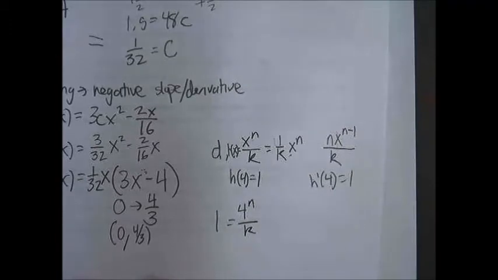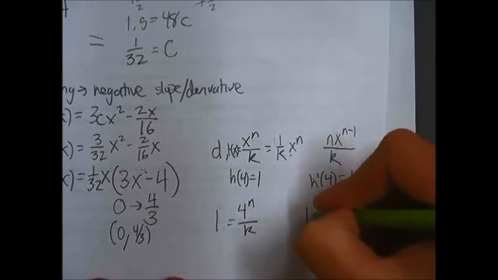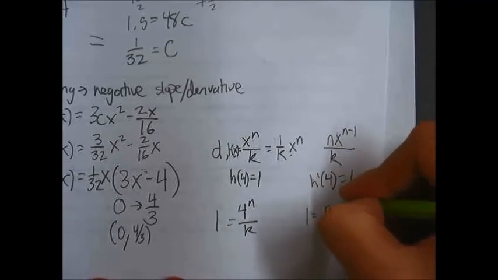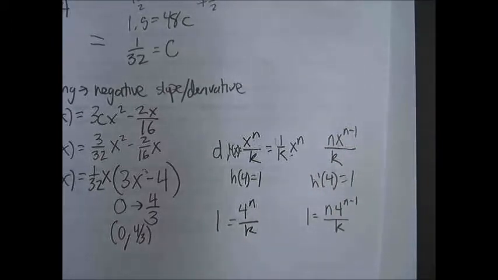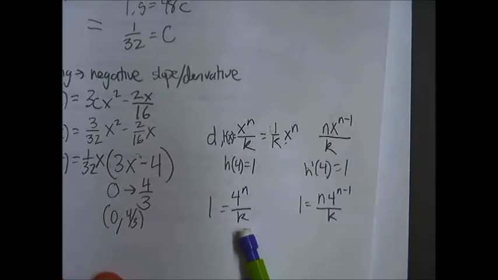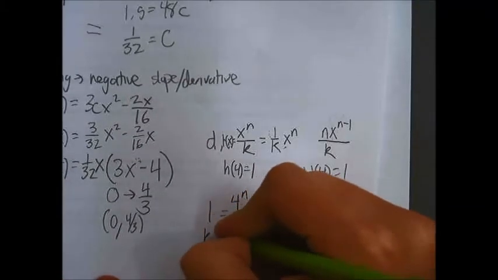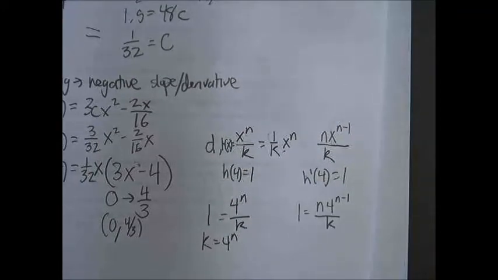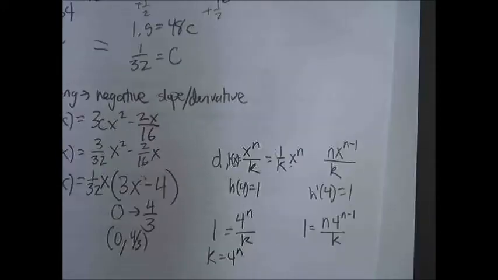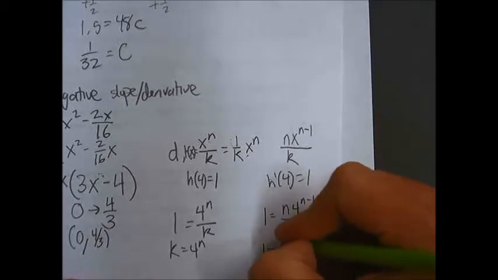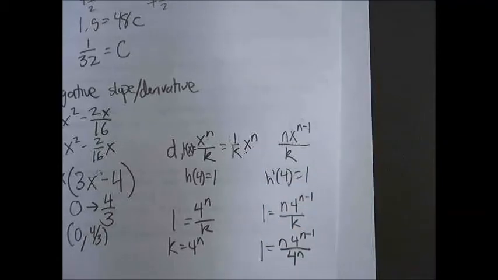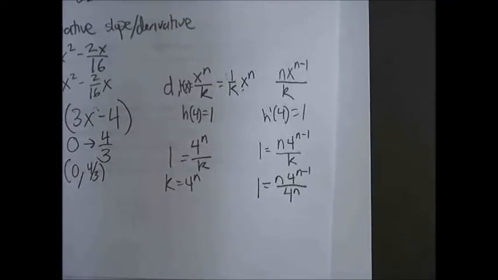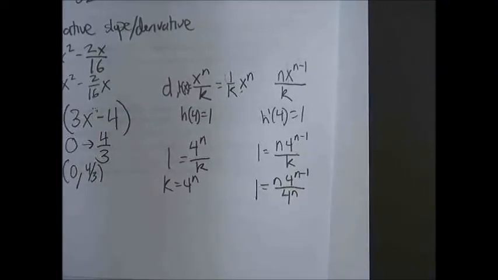I'm going to do this one first. So in this one, I get 4 to the n power over k equals 1. And in this one, I get 1 equals n times 4 to the n minus 1 over k. These look pretty similar. This one's going to be a lot easier to solve for one of the variables because I just multiply by k. So k equals 4 to the n. Now I'm going to plug it in for k over here. And I get 1 is equal to n times 4 to the n minus 1 over 4 to the n.